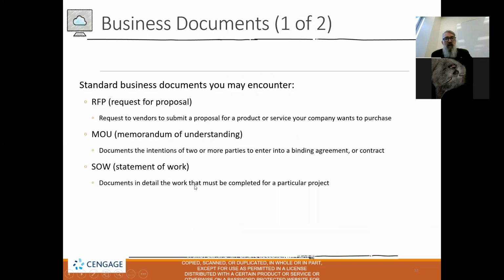So here are some other documents that you might want to keep. This is talking about business documents: request for a proposal, memorandum of understanding, and statement of work. A statement of work is a legal document that basically says, this is what we're going to do. A memorandum of understanding is semi-legal. If you transfer money between each other, then it's going to be. A request for proposal is just putting out there, this is what we want.